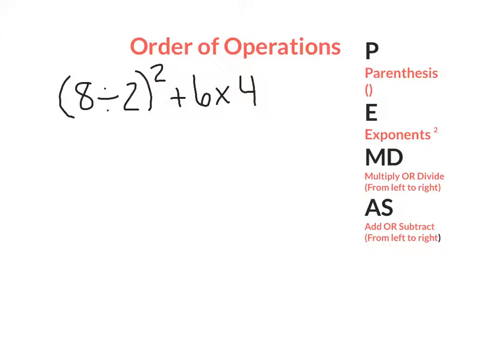Next part is the multiplying or dividing, and you start from the left and you work your way to the right. It doesn't matter if the division comes before the multiplication, you would just solve the division first. You just work left to right. Whatever you see first, multiply or divide, you just take care of it in that order.